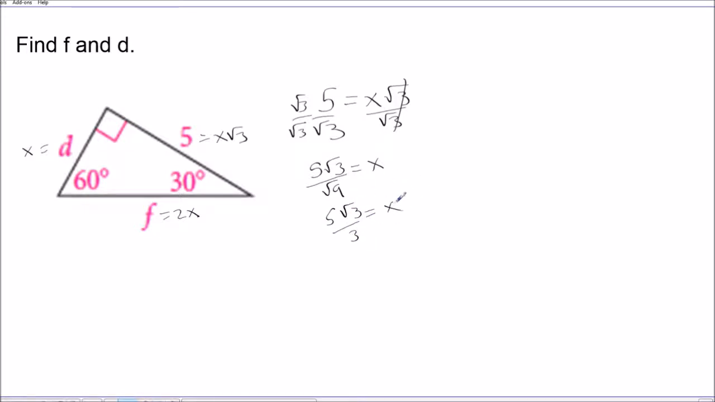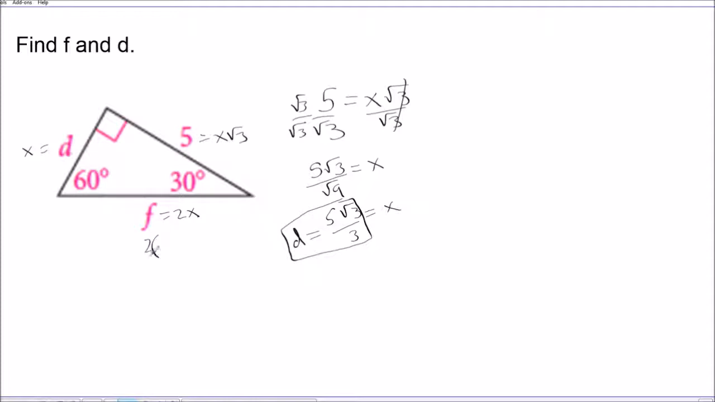Now, folks, x we know is the same as what? Look at the picture. X is the same as d. So we're going to say that that's d. So we just found side length d. That's awesome. Now we need to find f. F says that it's just 2 multiplied by x. And we already know what x is. It's 5 root 3 over 3.